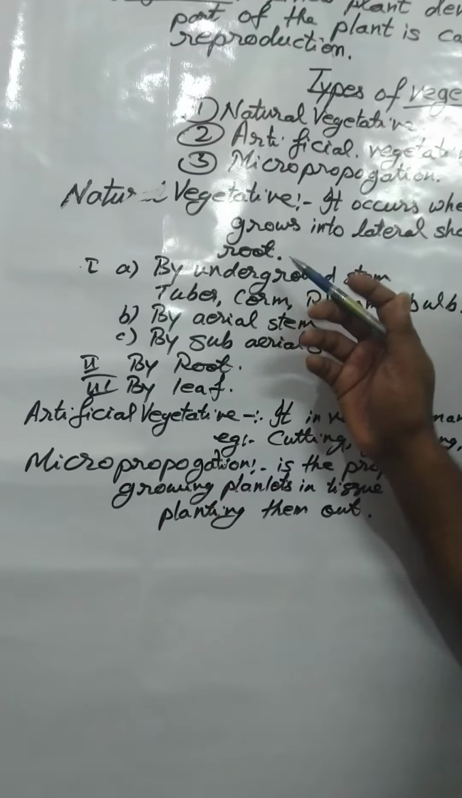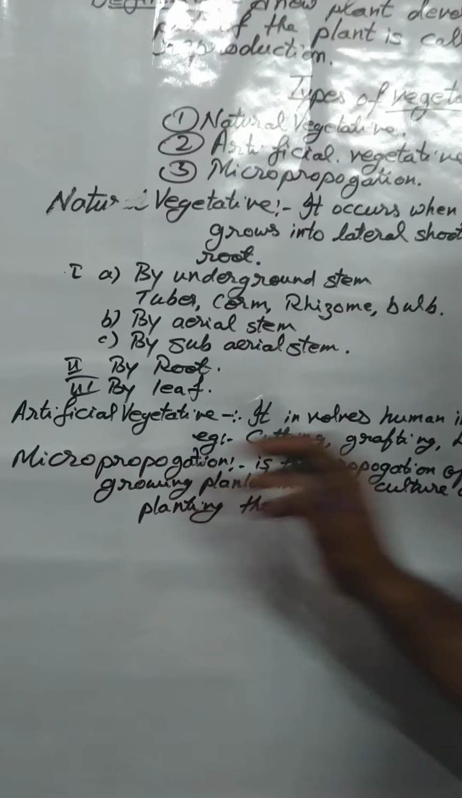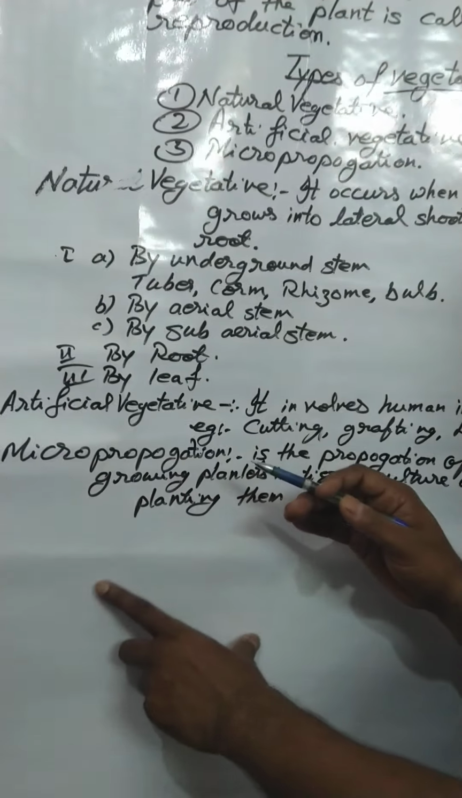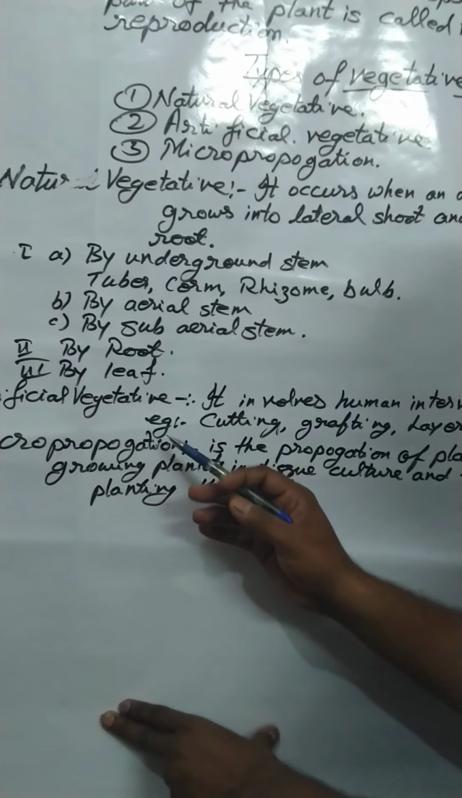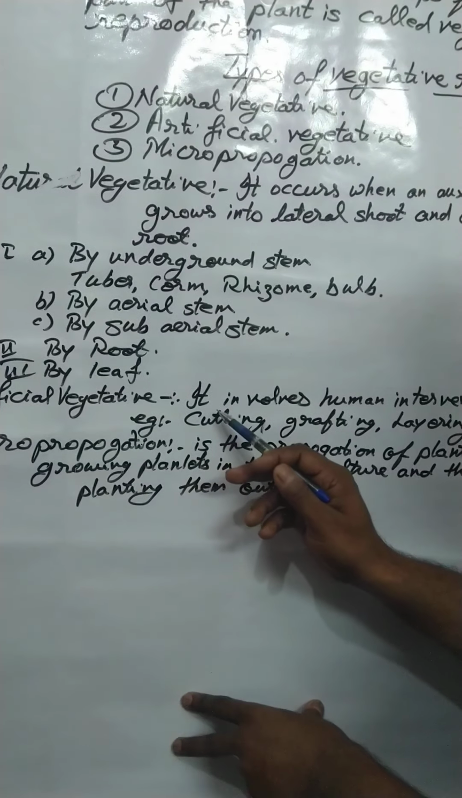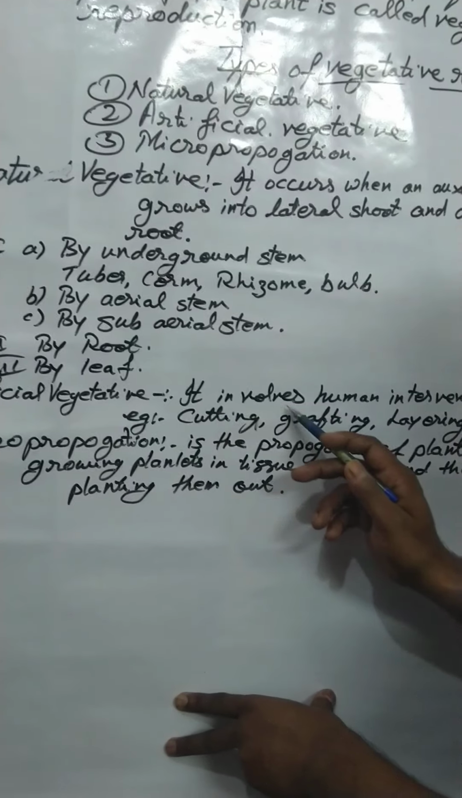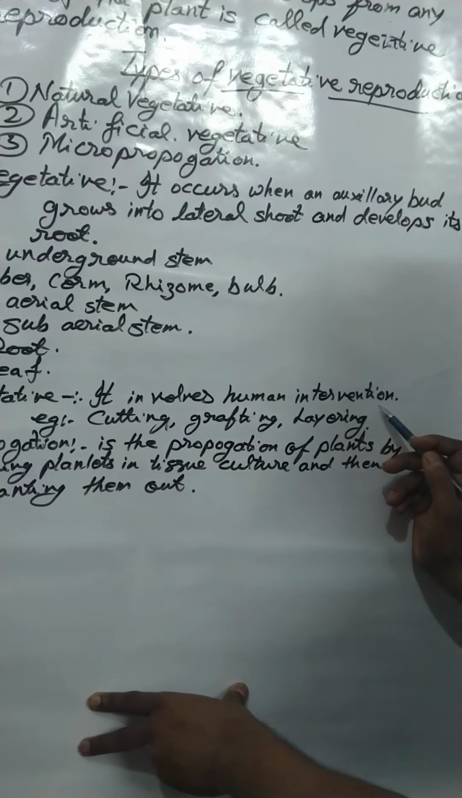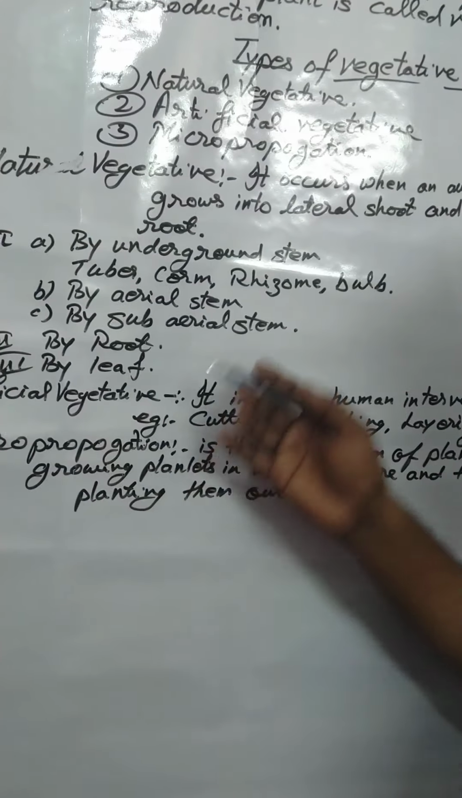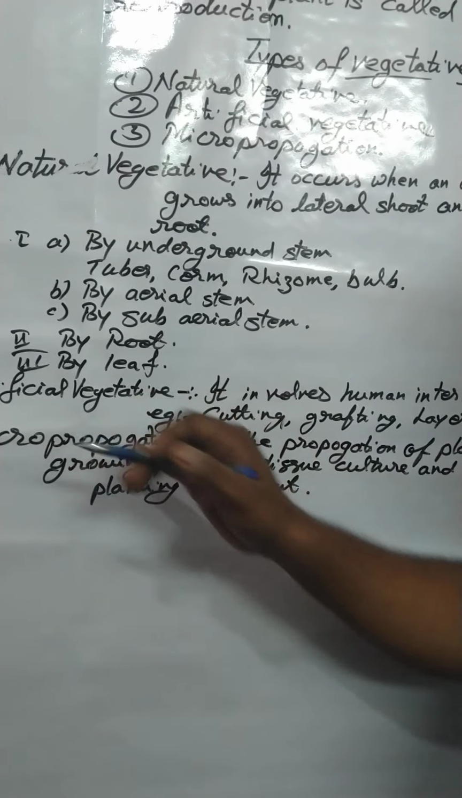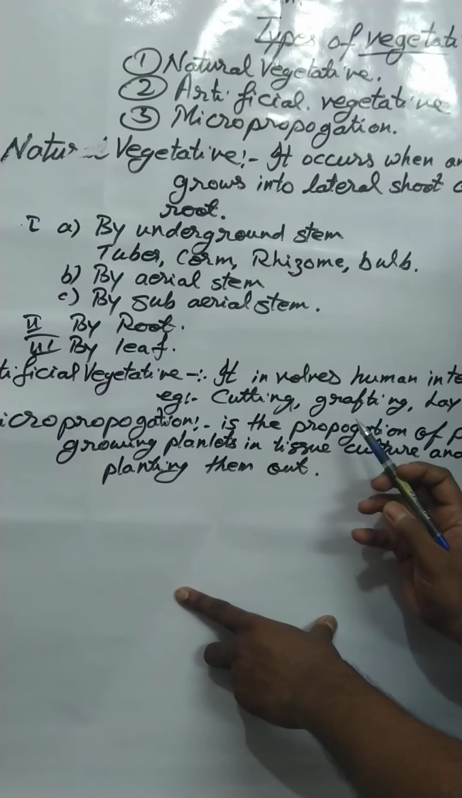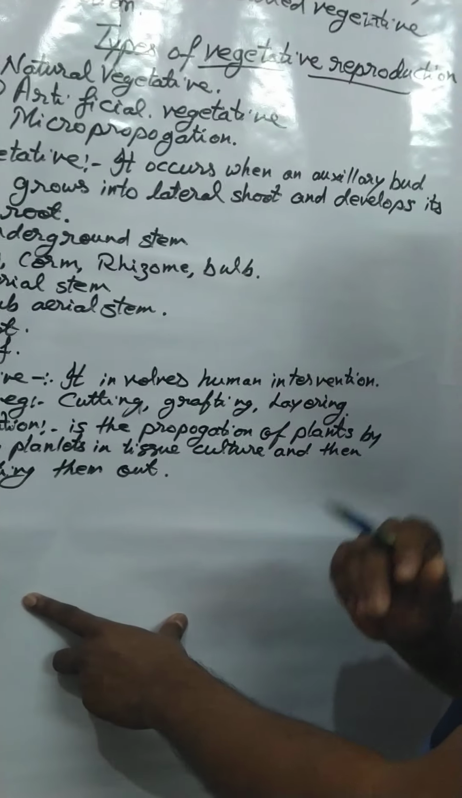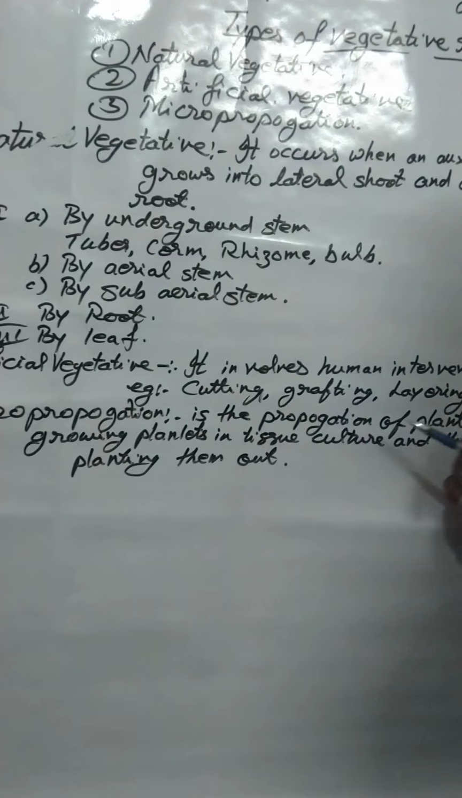Now, the second one is artificial vegetative reproduction. Artificial vegetative reproduction, already we have discussed in short. Now, just see the definition. It involves human intervention, and there are so many examples. Artificial vegetative reproduction can take place by cutting, grafting, and layering. These are a few methods by which artificial vegetative reproduction can take place.